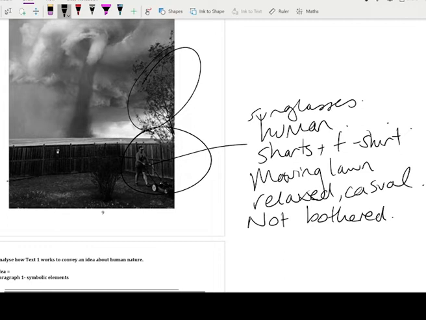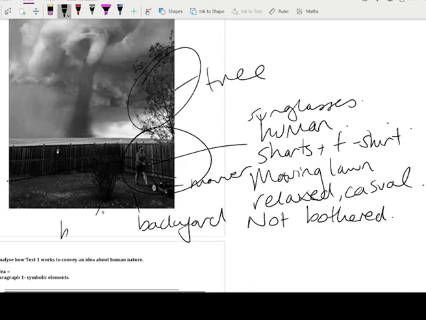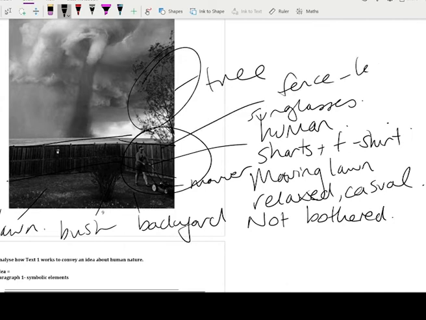All right, what about the setting? So we have a backyard setting. Very everyday. Most of us have a backyard. We have a tree, we have a bush, and we have a bit of lawn. We have a fence that creates leading lines separating two parts of this image. So this image is clearly split in two sections.